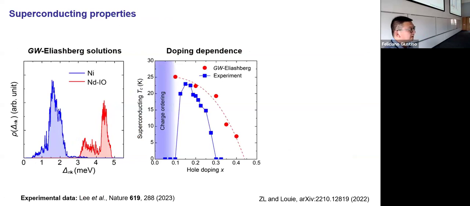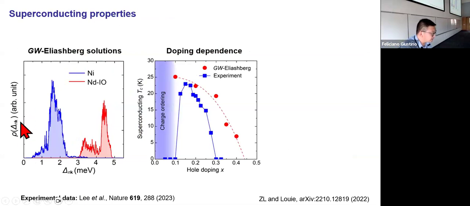enhancement. And that also completely changed the phonon-mediated superconductivity possibility in this material. So this is a calculation where we use full GW ingredients to solve the Eliashberg equations in EPW.